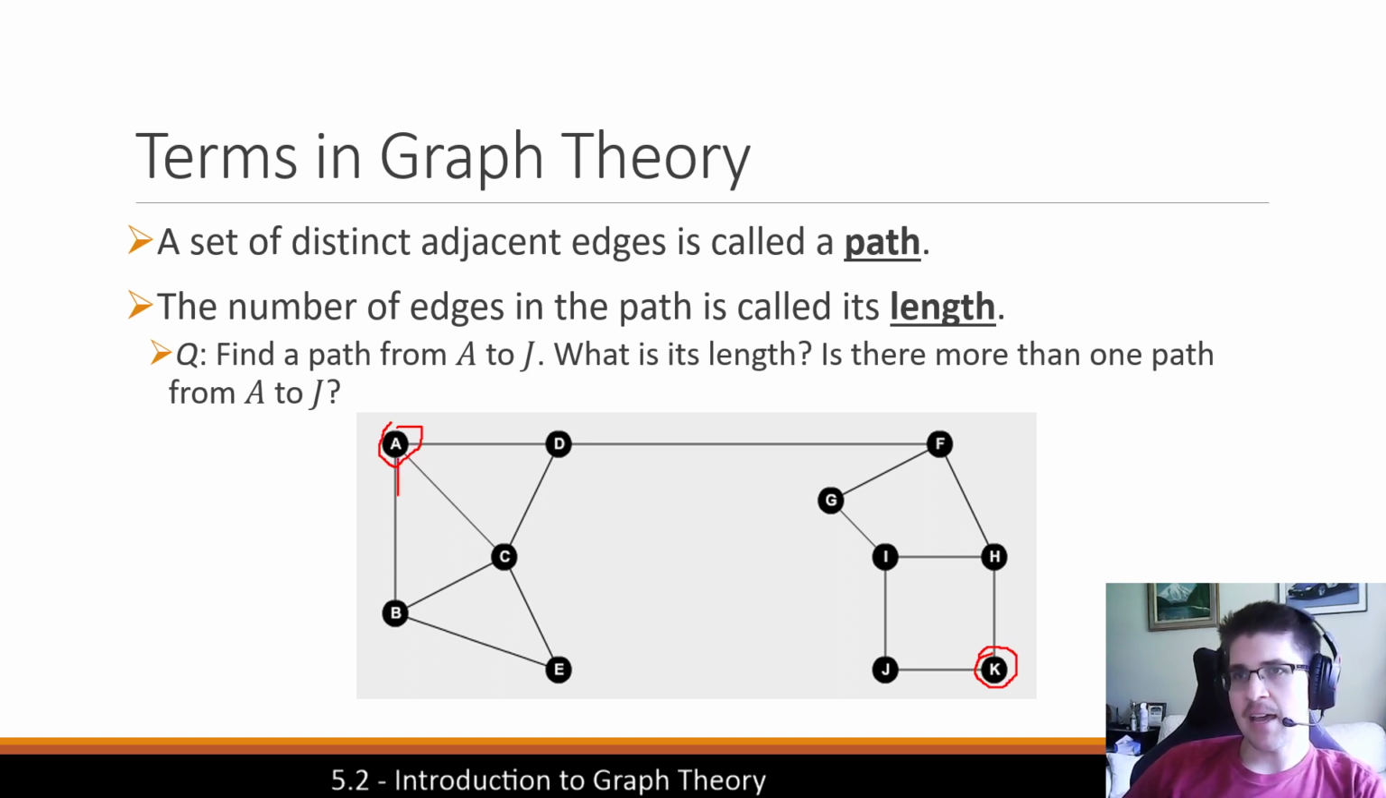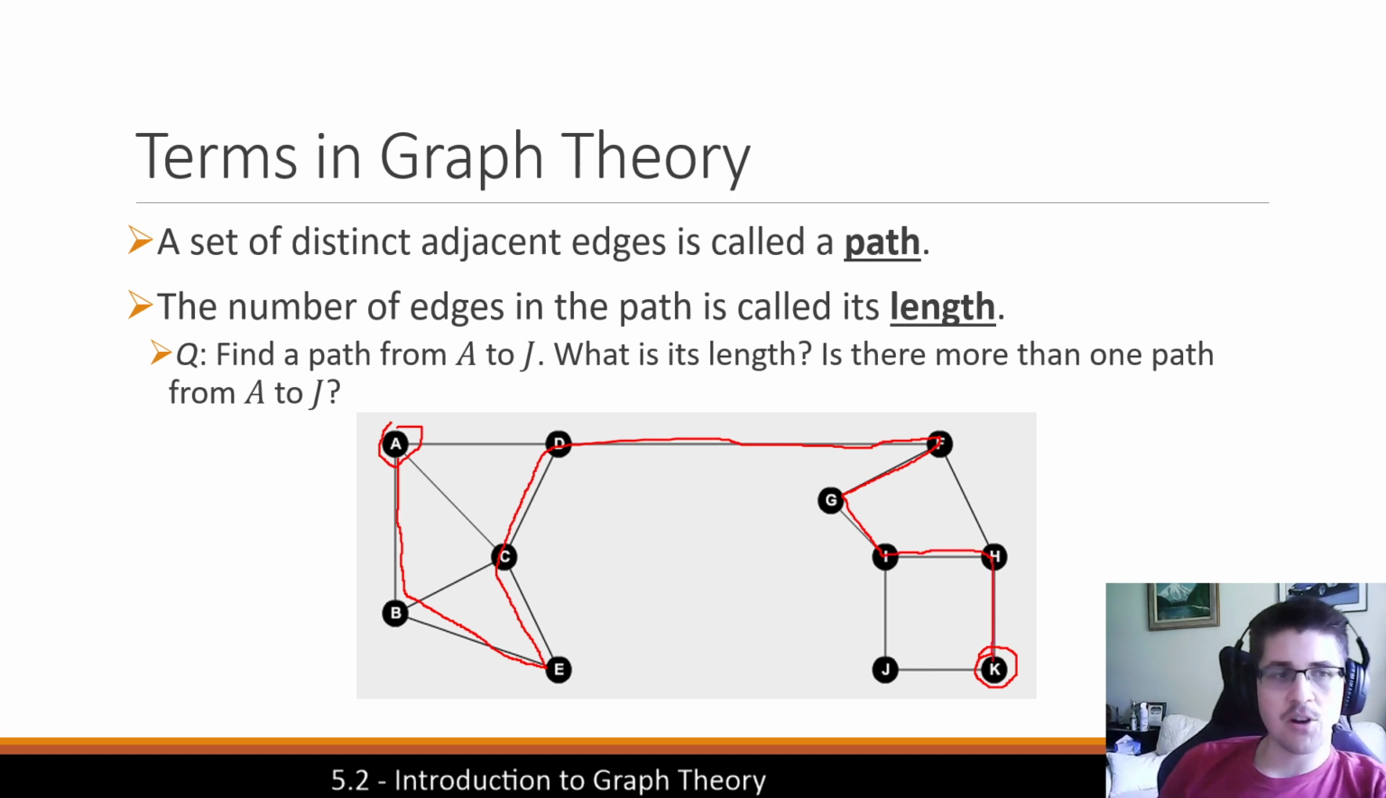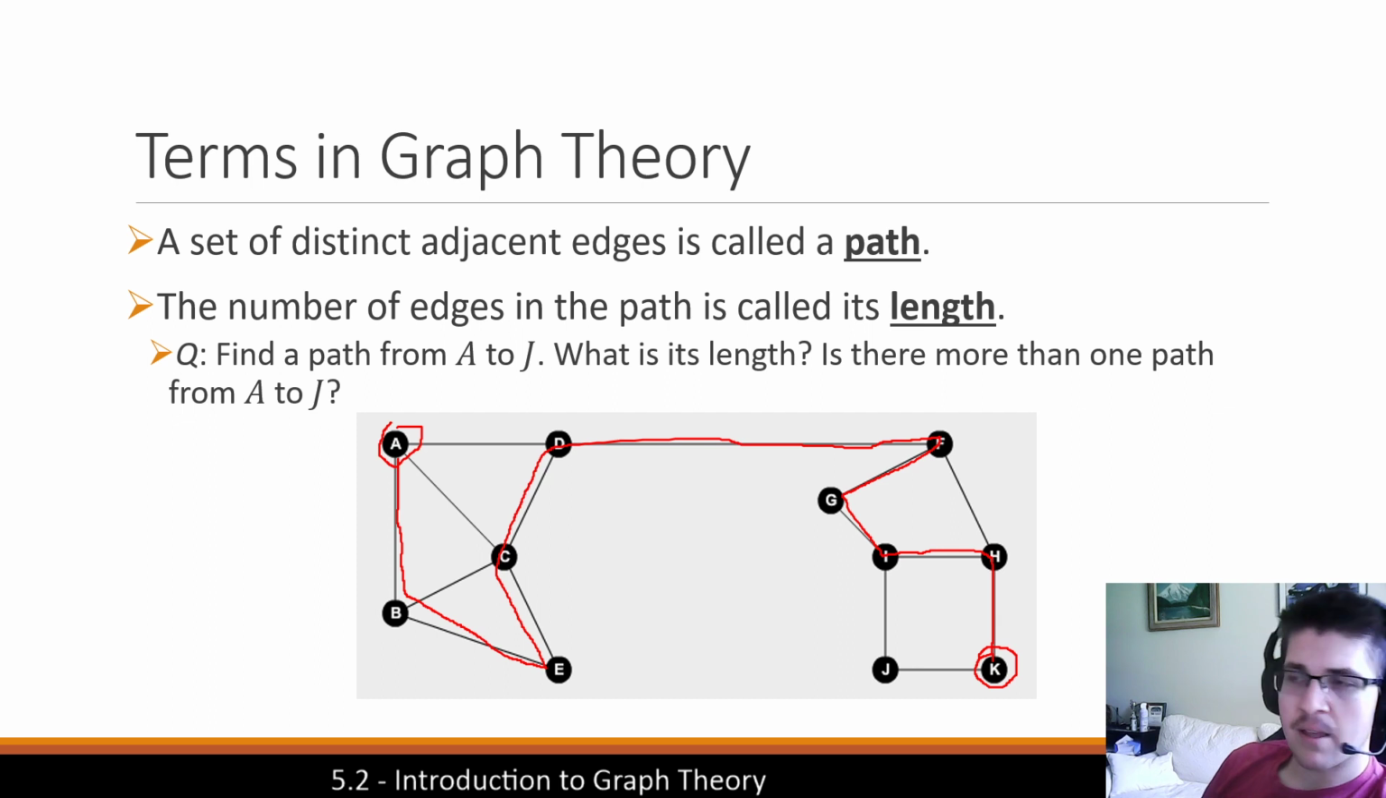Say, for example, you went A to B, B to E, E to C, C to D, D to F, F to G, G to I, I to H, and H to K, and that would be a much longer path from A to K. And you might wonder, well, what's the longest path from A to K?